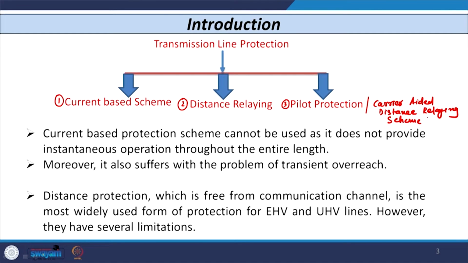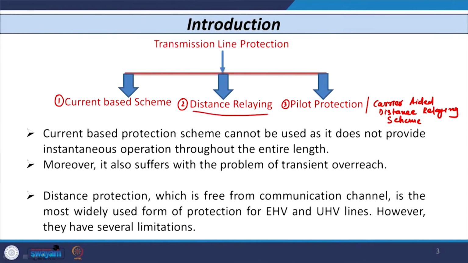Now out of these 3 schemes, we know that the current based schemes cannot be used because if we use that scheme, then we do not have the instantaneous operation throughout the line length. Moreover, it also suffers with the problem of transient overreach, and the coordination of overcurrent relays for an interconnected power system network is very difficult. So, to avoid that, the next scheme we have discussed, that is the distance relaying scheme.